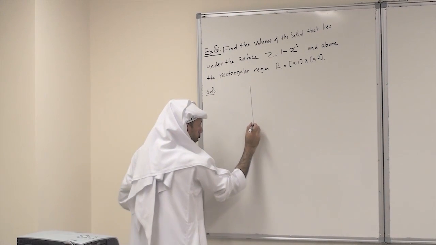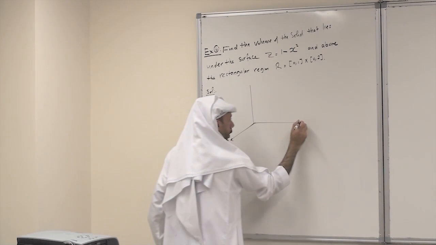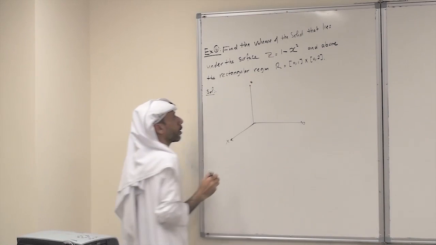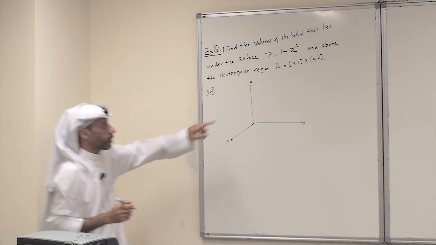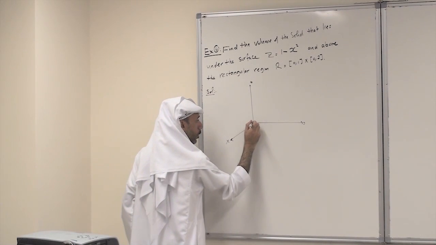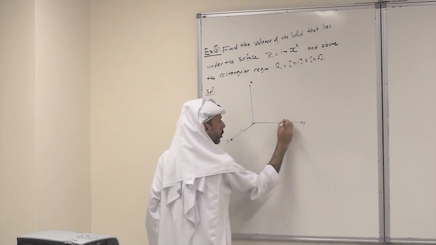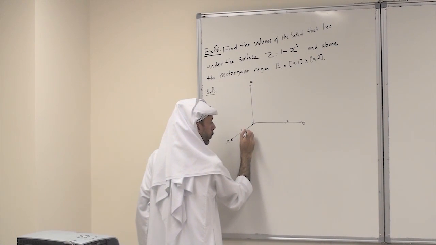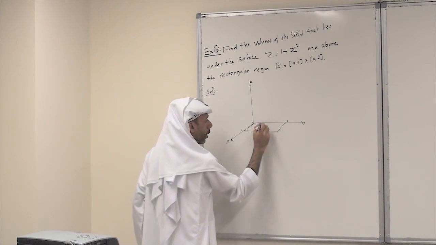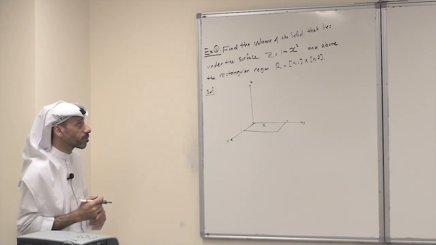We have the following x, y, z space. This is x, and this is y, and this is z. We have the region in the xy plane. It is 0, 1, 0, 2, so it is a rectangular region. So this is 0, and this is 1. And this is 0, and this is 2. So this is the region here. This is the region R, a rectangular region in the xy plane.